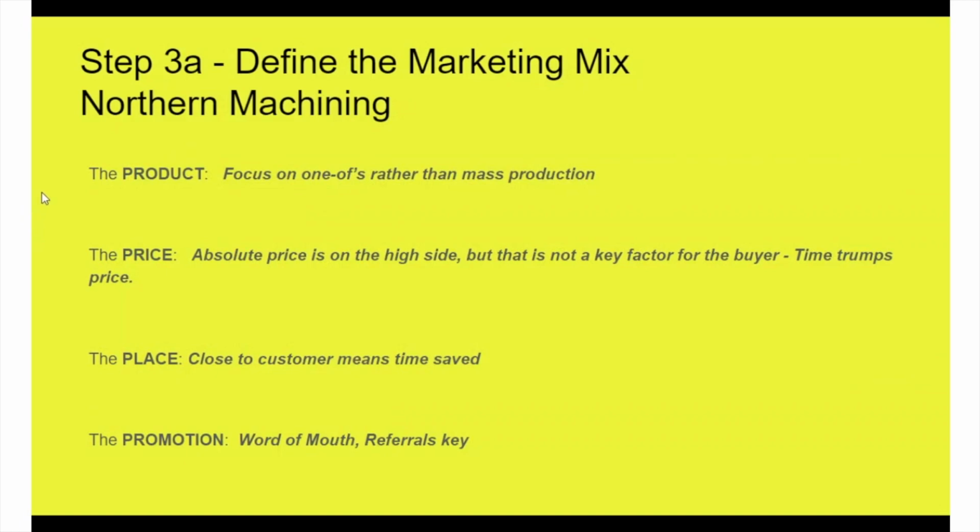So in order machining, for example, we carry on the example a little bit further. The product is to focus on one-offs rather than mass production. You're a unique machine shop. You're not producing mass-produced things. So that is really what you do. That's your primary gear in terms of what you do. The absolute price might be on the high side, but as I say, relative price might be low because if you can get it to them quickly, downtime costs a lot of money. So time trumps price. Place, close to the customer, needs to be relatively close, and you feel you've got that mix. And promotion, word of mouth and referrals.